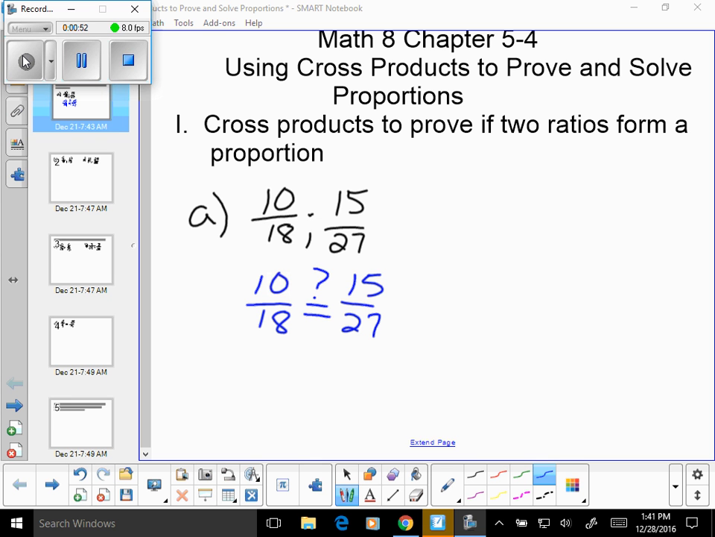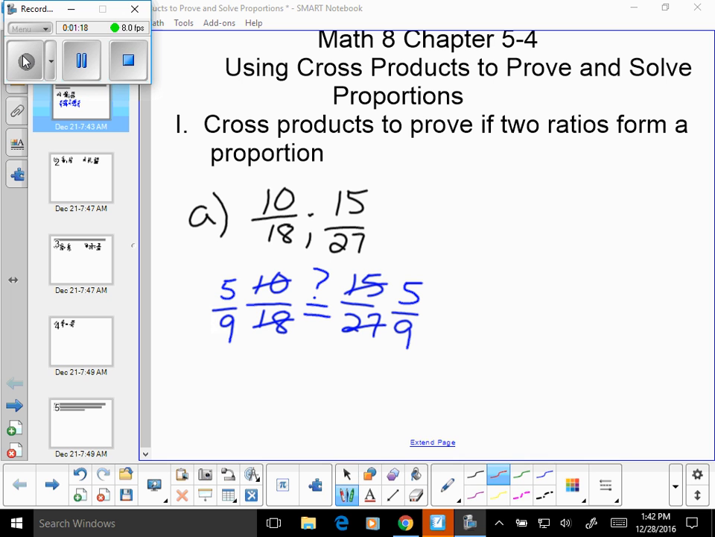For example, 10 over 18. Both of those are even numbers, so using my divisibility rules from Chapter 4, that's going to be 5 over 9. Now I look at 15 over 27, and I can, using my divisibility rules, reduce both numerator and denominator by 3, so I'm going to get 5 over 9. Now at this point, it's obvious that 5 over 9 has to equal 5 over 9.